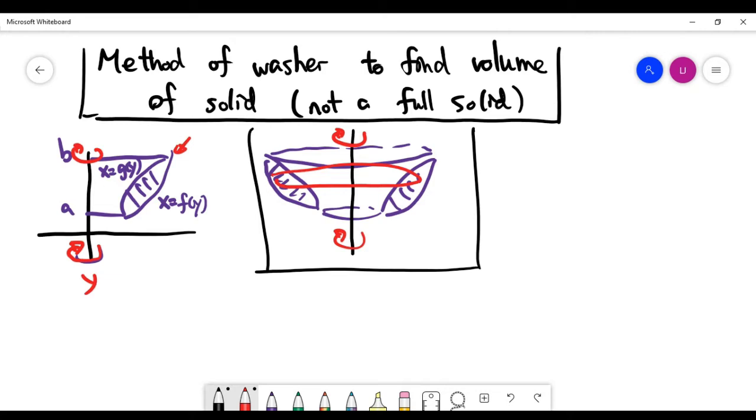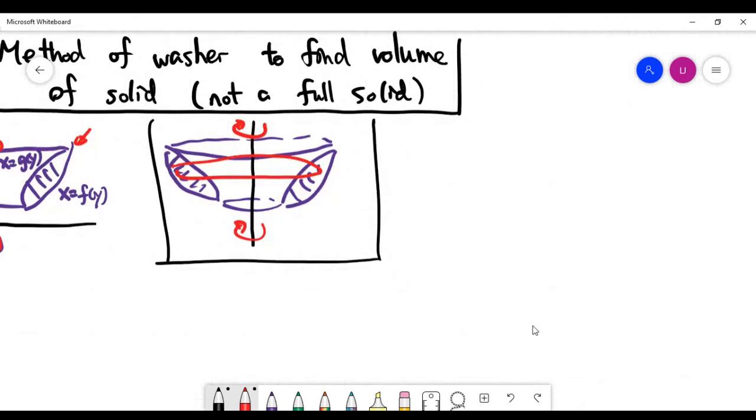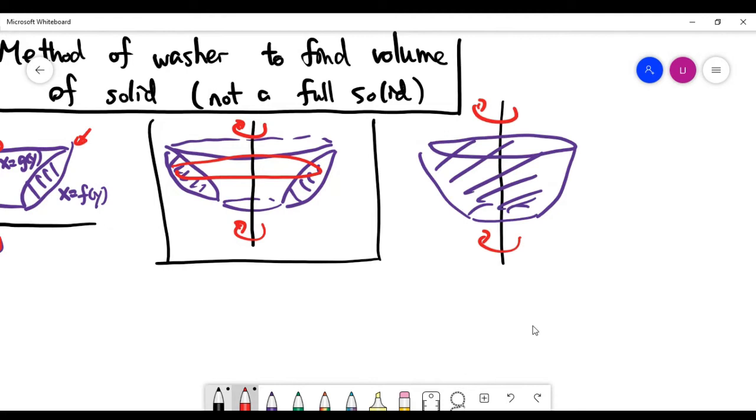So similar to what we saw in the last video for the x-axis rotation, we have to imagine that everything is actually full inside, and we can borrow the method we learned in the disk method, right? Let me write the picture down. If you imagine everything is full inside, you have a full solid. For this full solid, we should have the function of the curve as x equals a function of y here. And I believe you remember how to find the volume of this full solid.